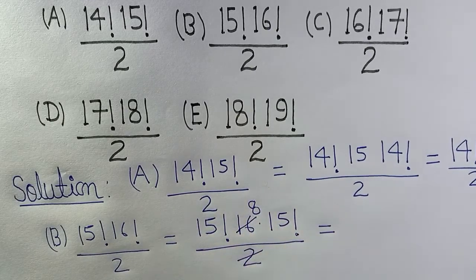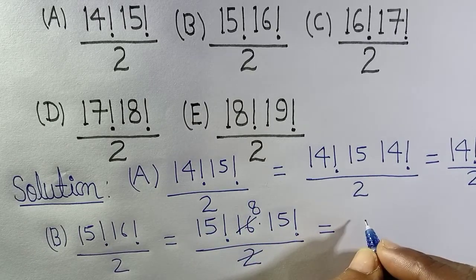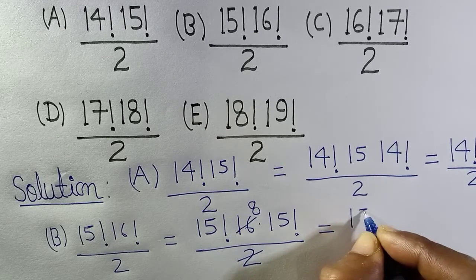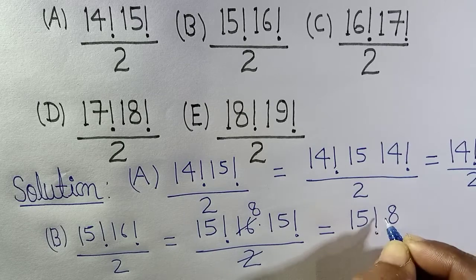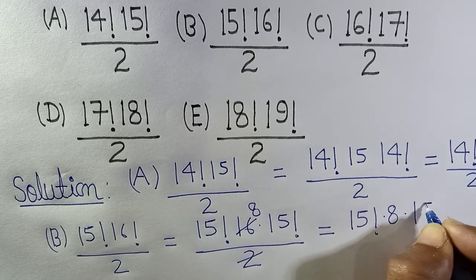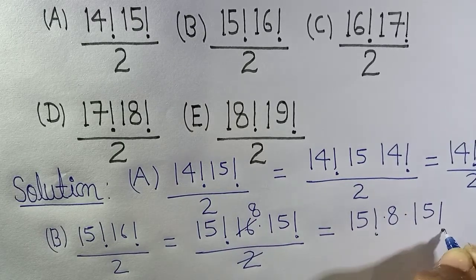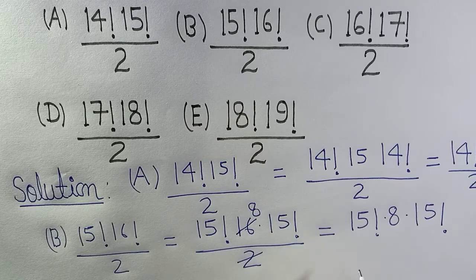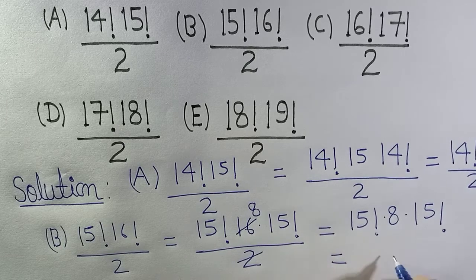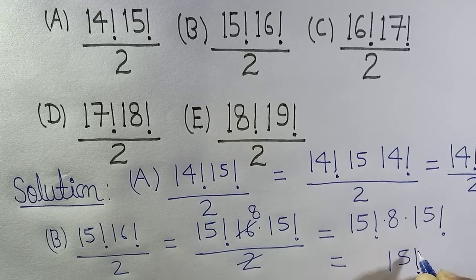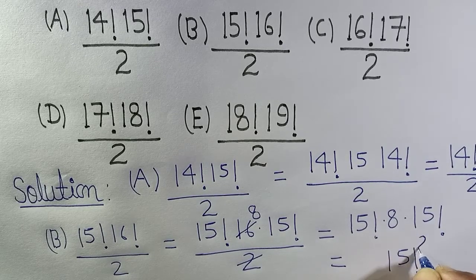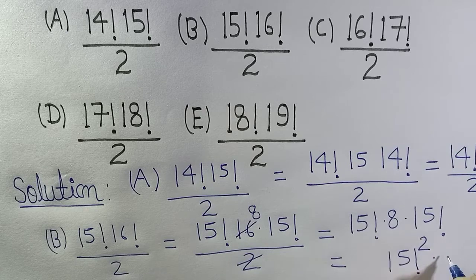So we can write factorial 15 times 8 times factorial 15, and this will be equal to factorial 15 squared times 8.